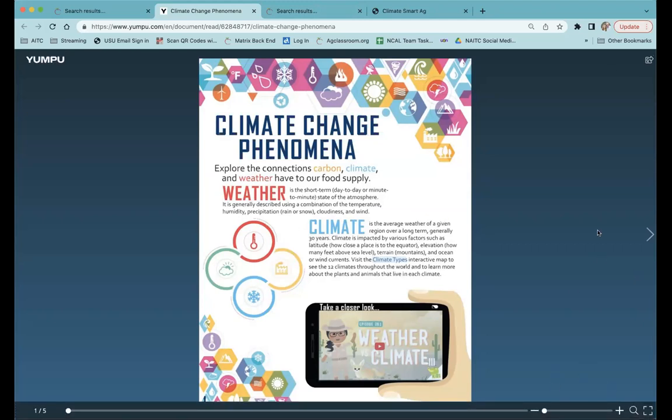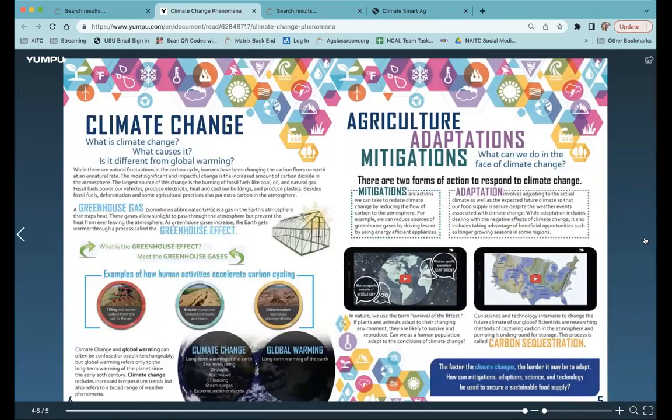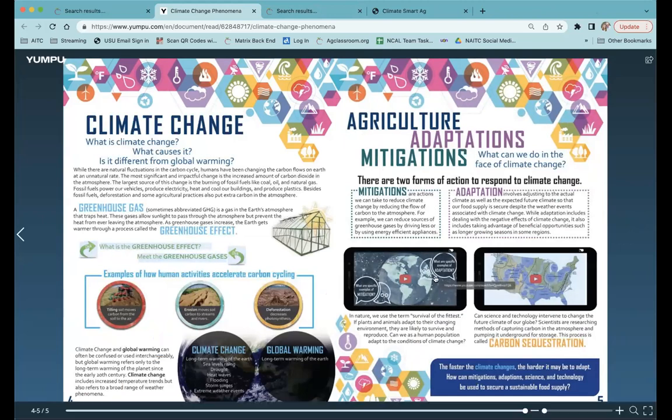So how are those topics integrated? I'll just show you the other pages. How does climate impact our food supply? It talks about crops and the different specific climate and weather conditions that they prefer. Talks about carbon, what it is, how it moves from one sphere to another. And then it gets into what actually climate change is, what's causing it, what are greenhouse gases. Again, there's videos integrated in with it. This is a really great tool that you can use in your classroom or even as homework if you'd like.